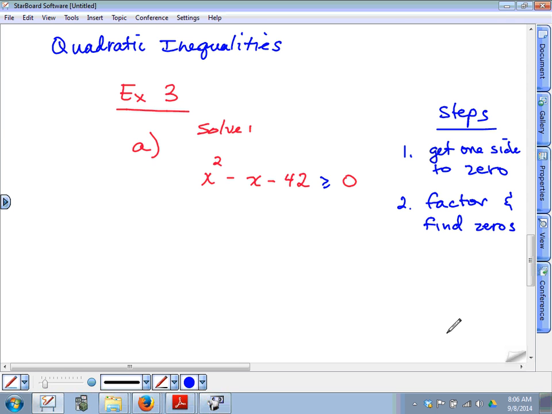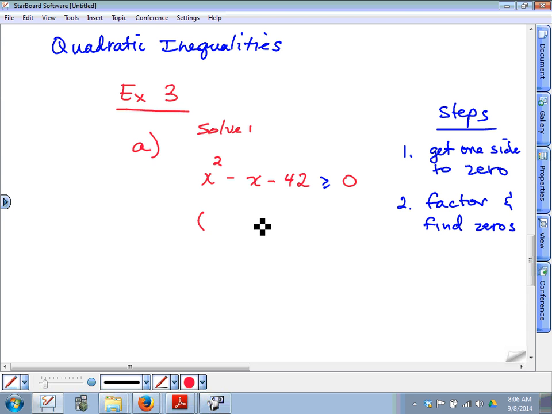What do I mean by zeros? Let's clarify that. Zeros: what makes the factors equal to 0? It would be like the x-intercepts or the solutions to an equation. So factor and find zeros. Let's at least get up to that step there, and then we'll go through step 11.